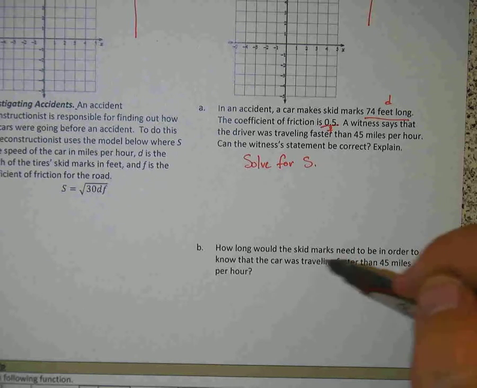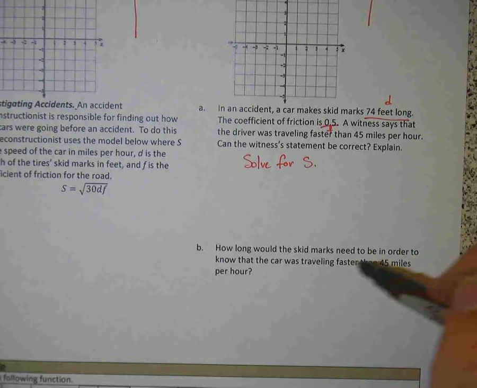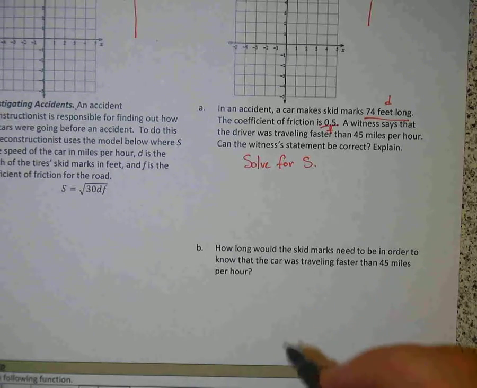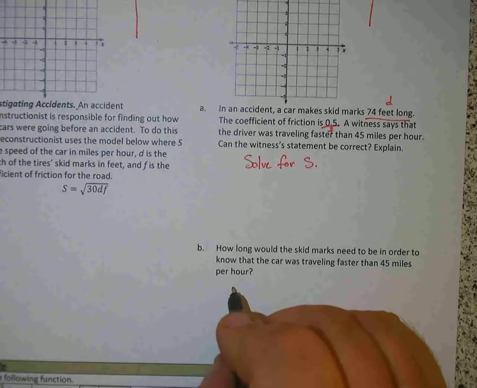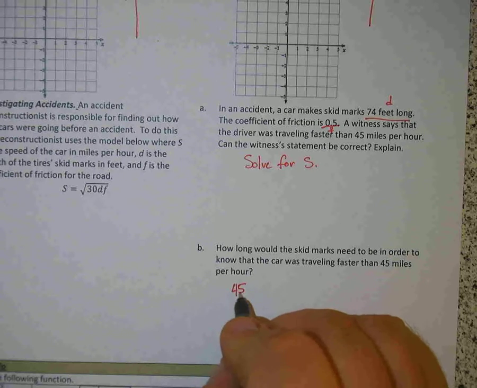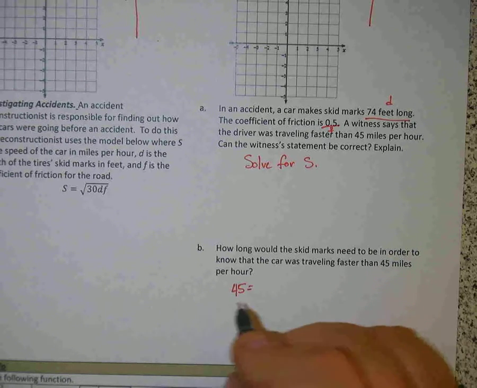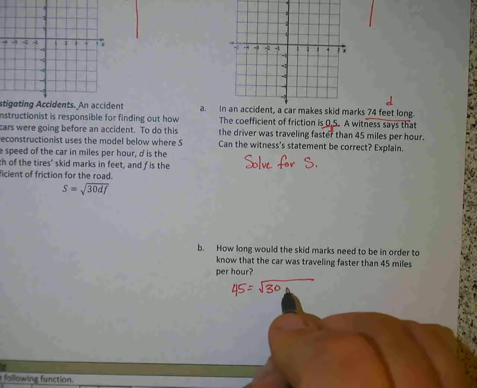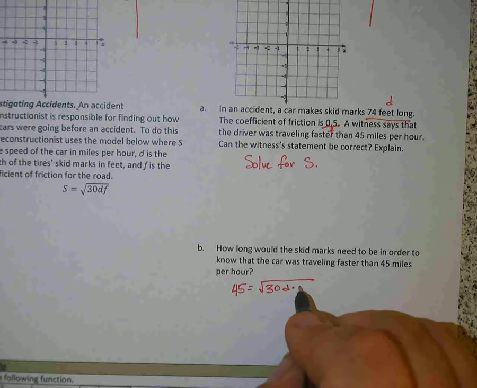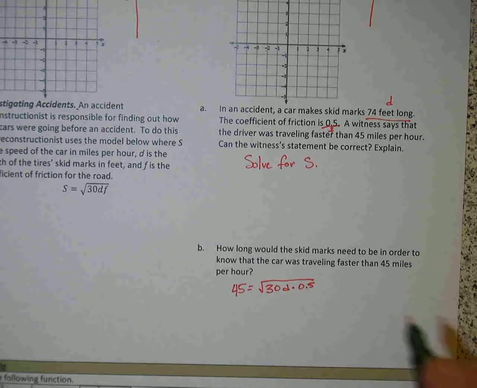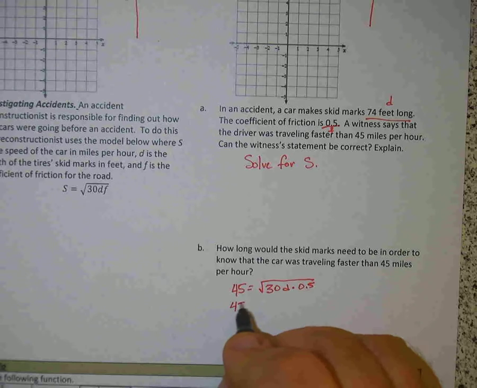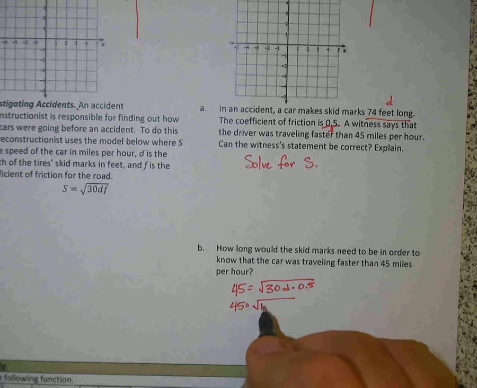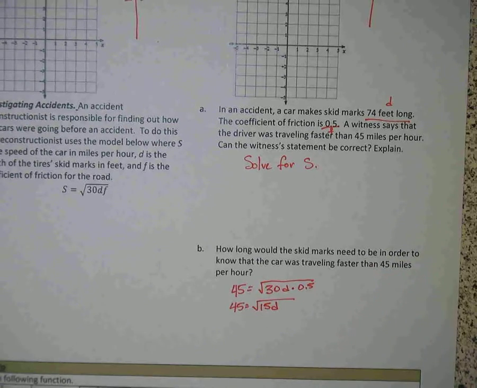But it says, how long would the skid marks have to be in order to know that the car was traveling faster than 45 miles per hour? The way we're going to look at this is, let's say the car was traveling 45 miles per hour. So that's the speed. Okay, we know that we have 30d times the coefficient of friction, which was still 0.5. Really what that means is that 0.5 times 30 is 15. So we have 15d there.